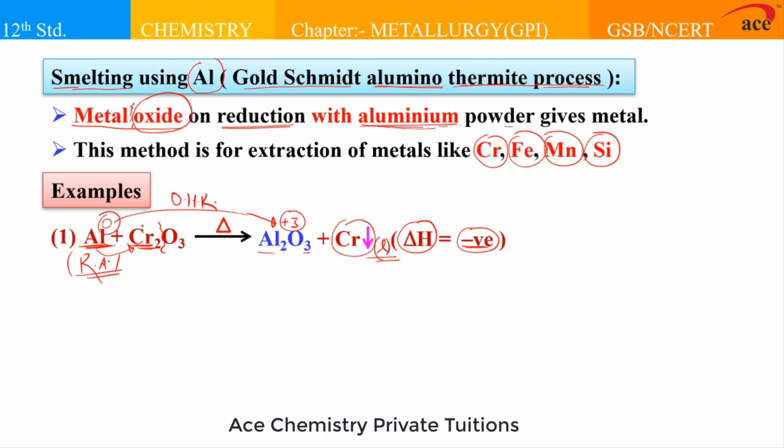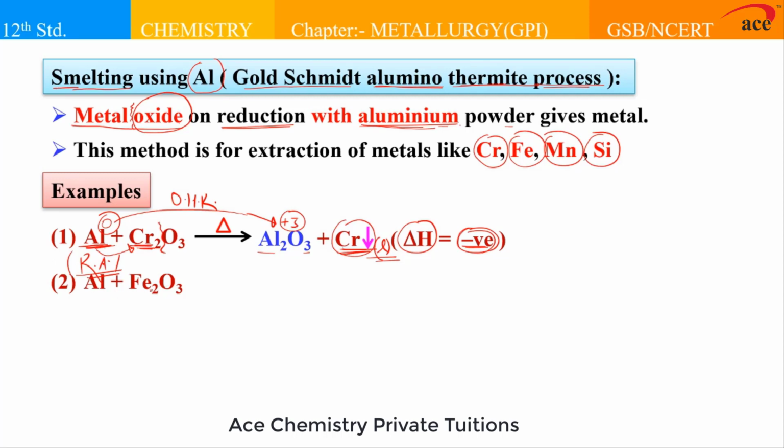And chromium, if you check the charge of the chromium is decreasing. So the chromium metal is getting reduced to metallic chromium, and because of the highly exothermic reaction, this chromium is obtained in molten form. This is also used in some of the reactions, student. For example, a reduction of iron metal, the same process takes place.